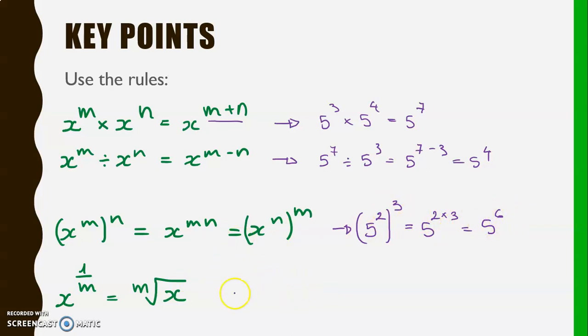The last one is a value raised to the power of 1 over a number. So let's think of an example. 8 to the power of 1/3 is the same as, so the denominator goes here and becomes the root. So here is the cube root of 8. A number times itself 3 times to give you 8. That is 2. Similarly, if we had 36 to the power of a half, that's the same as the square root of 36, which is 6.